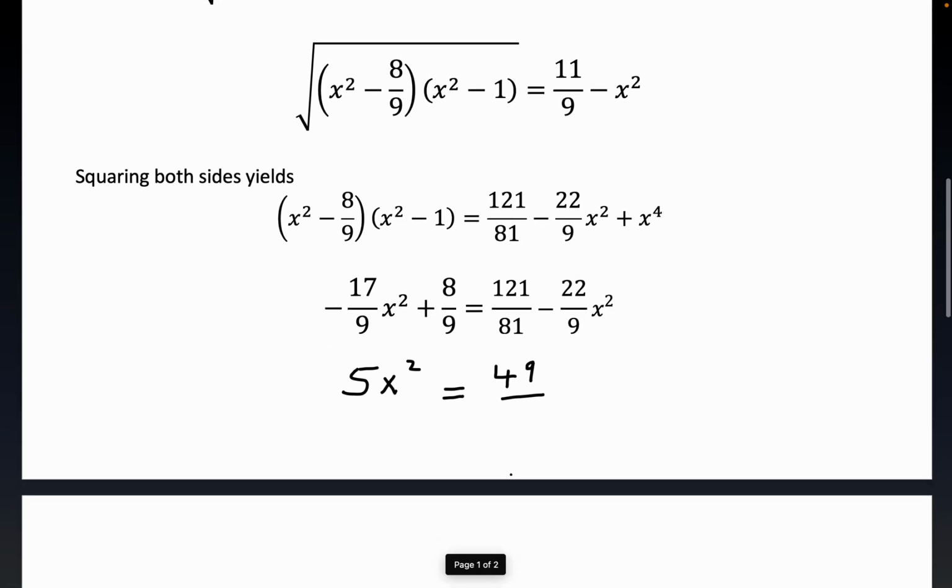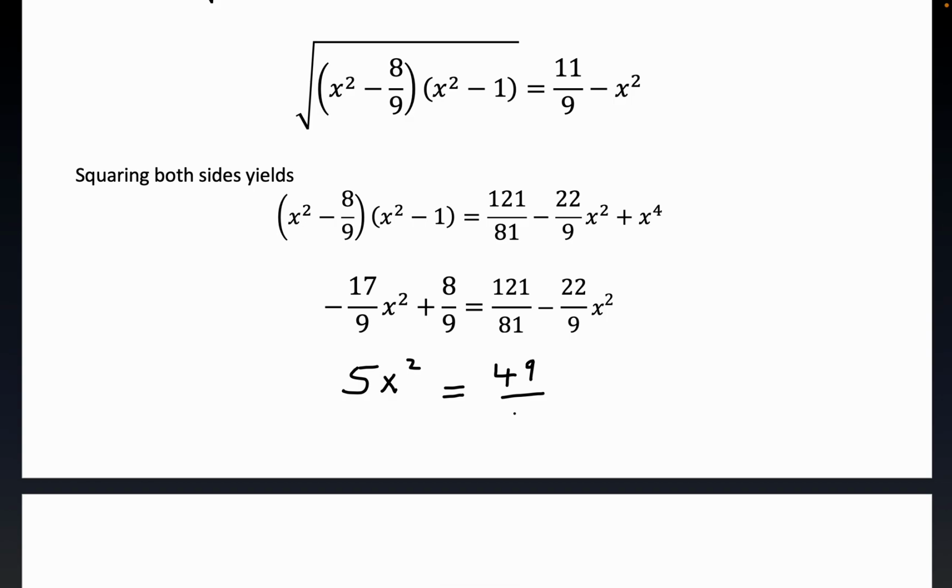Let me get some space here, folks. So that's 49 over 81 right there. Okay, and then if you divide by 5, you end up with x squared equal to 49 over 5 squared, divide by 5. Divide by 5, folks.